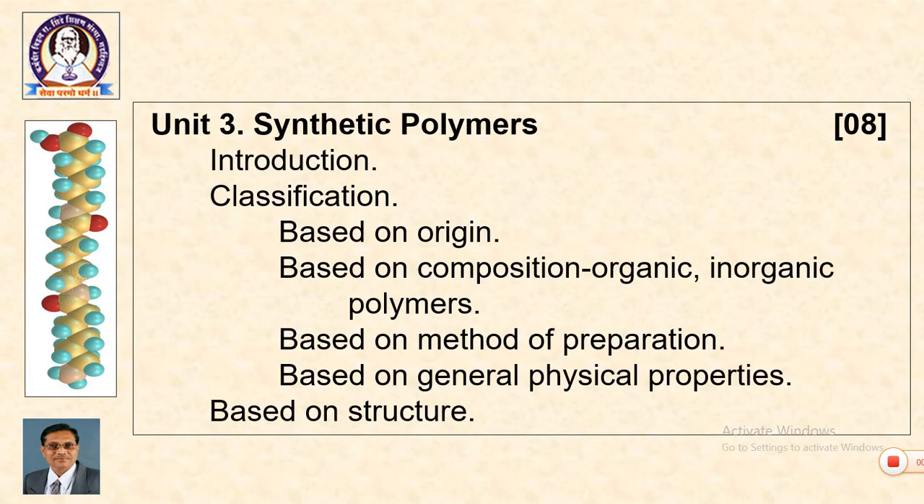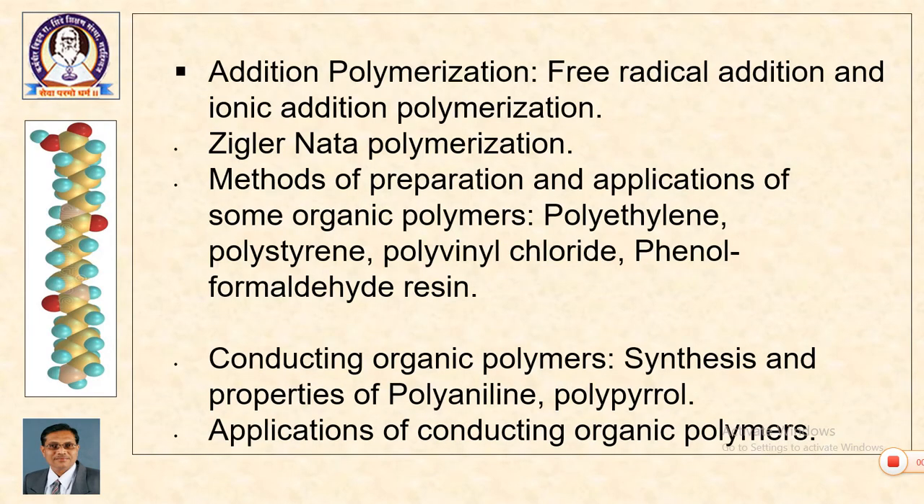In this paper there is unit number 3, which is of synthetic polymers. The workload allotted is 8 lectures. In this topic we are to learn the introductory part about polymers, then classification of polymers. In classification, it is based upon origin, composition, method of preparation, general physical properties and chemical structure. So, these are the parameters on which the classification is to be studied.